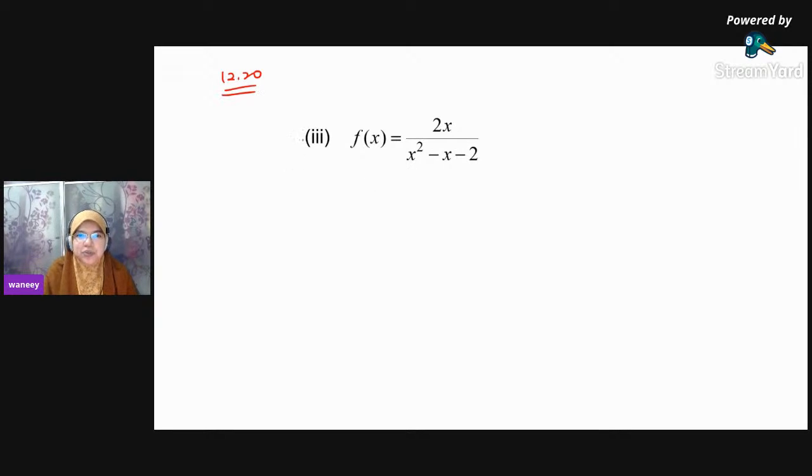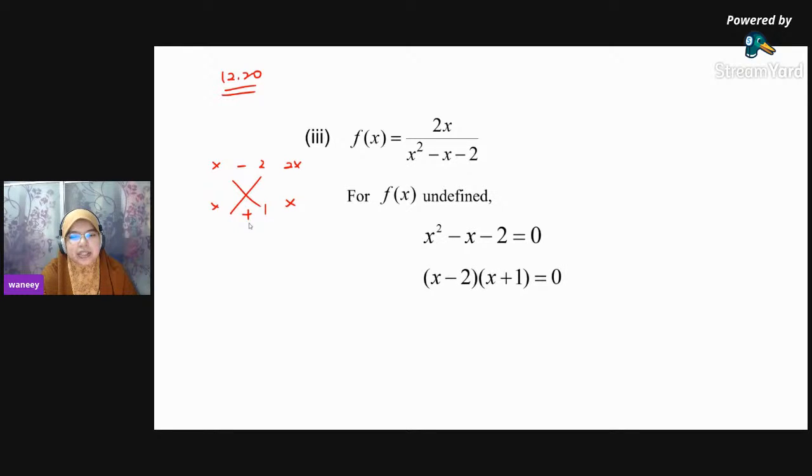Okay, so it's 12:20. Let us check your progress. In order for f(x) to be undefined, we have to make sure the denominator equals 0. So x squared minus x minus 2 equals 0. We get (x minus 2)(x plus 1) equals 0, so either x equals 2 or x equals -1. It simply means that we will have two vertical asymptotes.